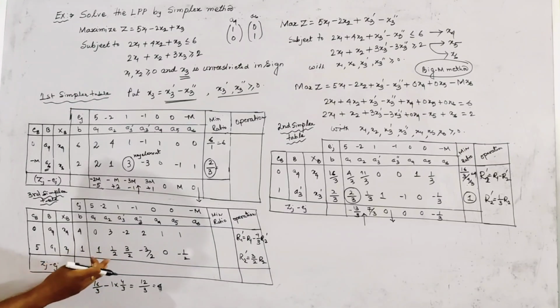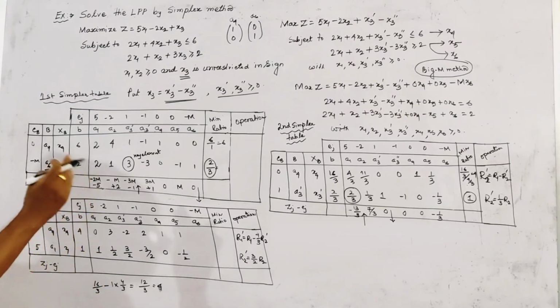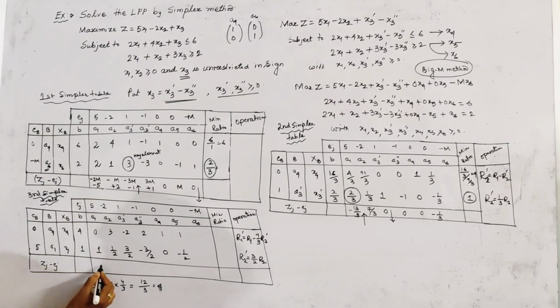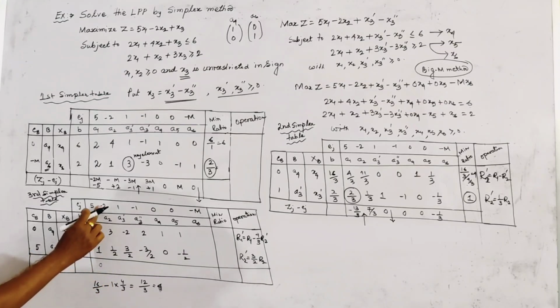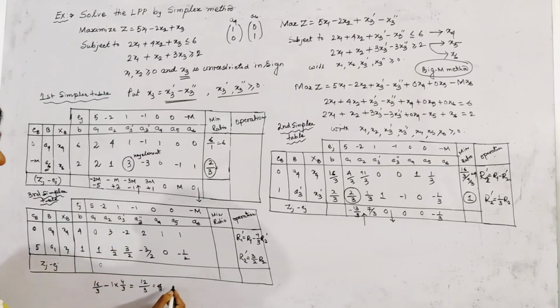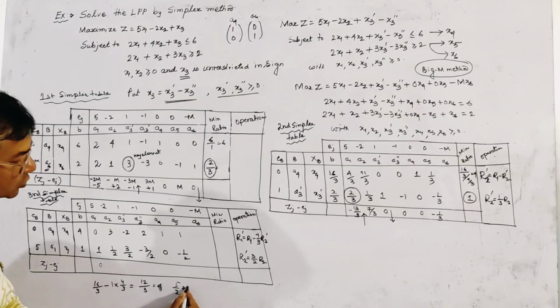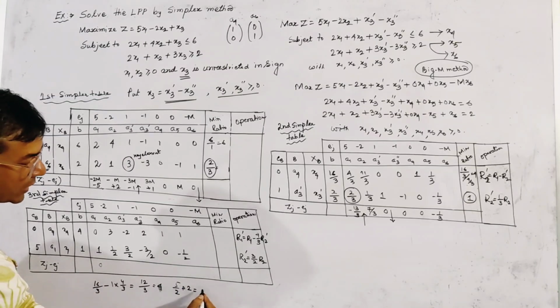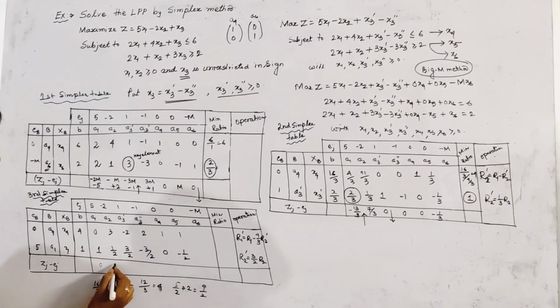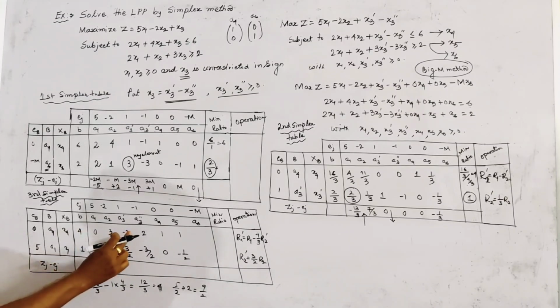Again we calculate all the net evaluations as previously. We get this is 0. This is given by 5 by 2 minus of minus 2. This is 5 by 2 plus 2. So this is 9 by 2. We get this is 9 by 2. And this is 0 into minus 2. This is 0.